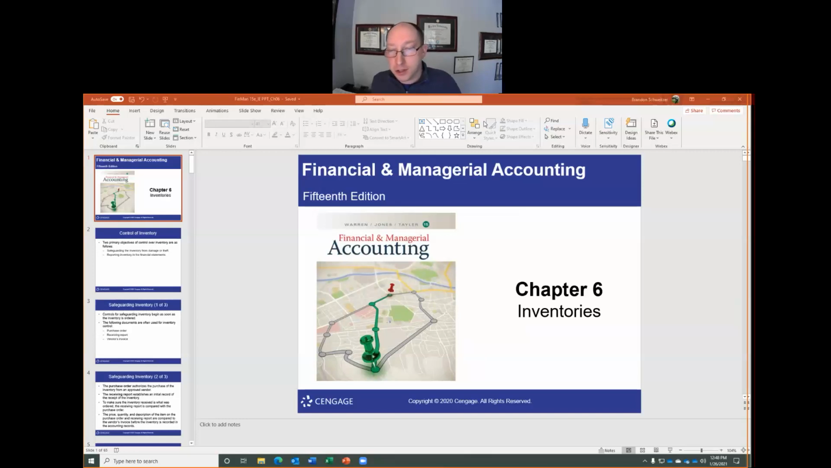Accounting 201. This is Inventories. In the last chapter, we talked about retailer businesses, retail formation of businesses. We talked a lot about how sales work for retailers. Now, we're going to talk about inventory. We're going to talk about how do we value inventory, how do we pay for inventory, and what are the costs of inventory.